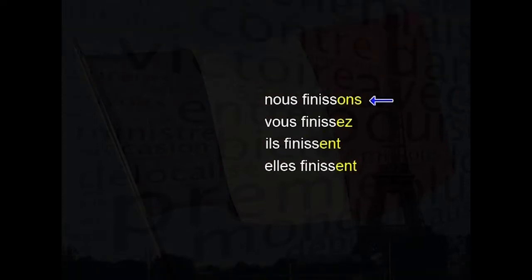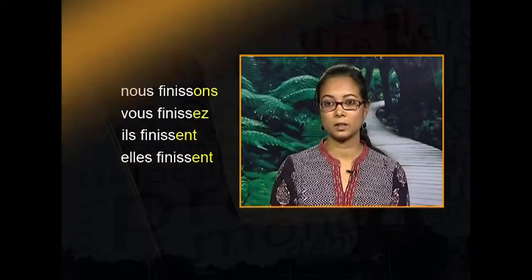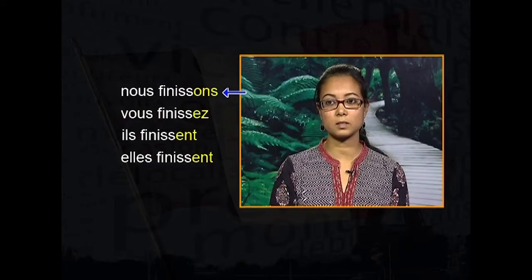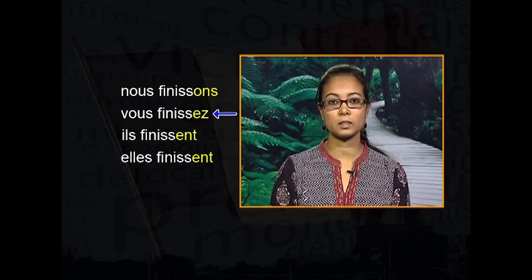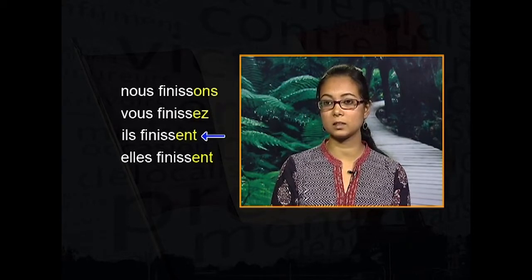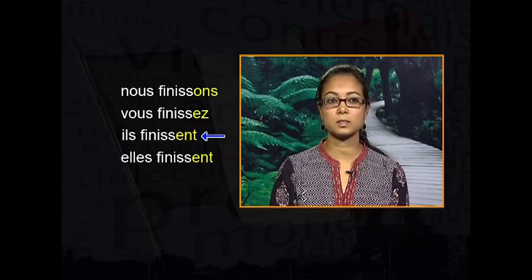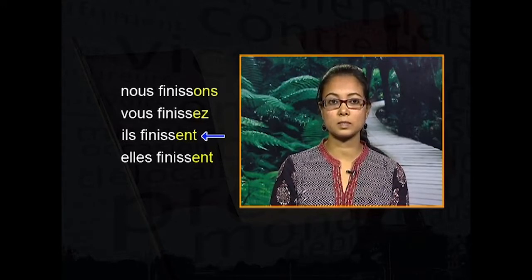As for the endings ONS, EZ and ENT, we are all aware by now that these endings have a specific pronunciation. The letter S in ONS is silent. Nous finissons. EZ is pronounced as A. Vous finissez. And when the letter combination ENT is placed at the end of a verb, it is silent. The consonant that precedes the ENT ending is pronounced. Ils finissent, elles finissent.